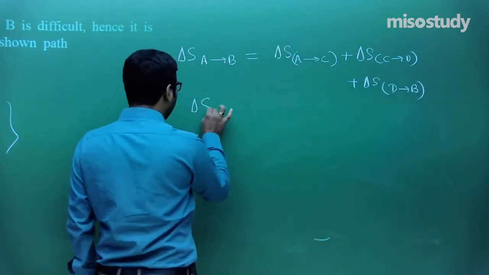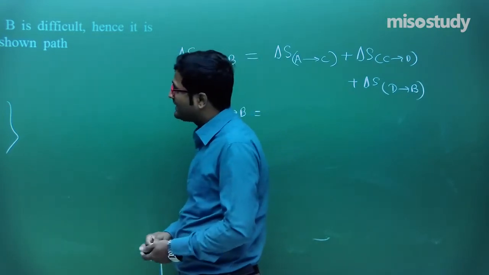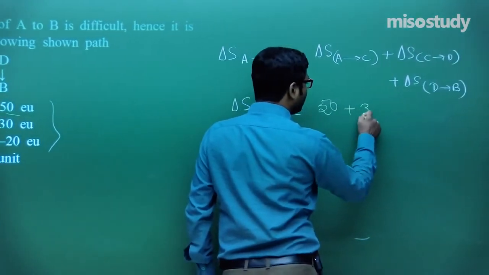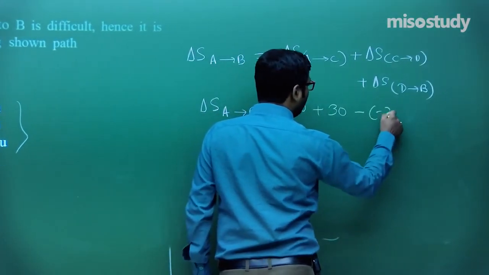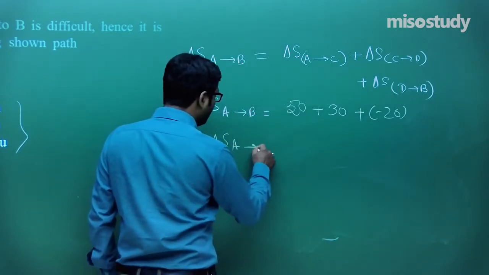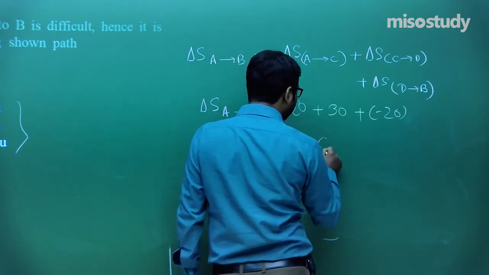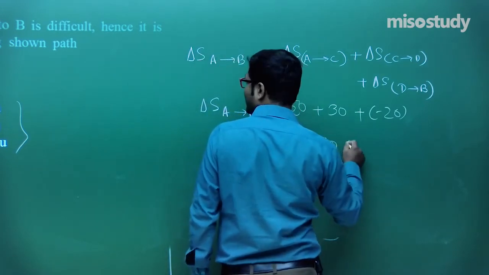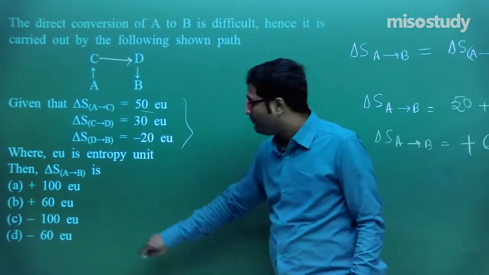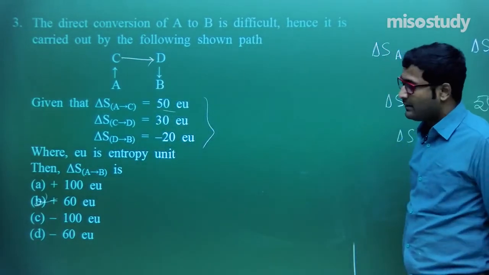Now delta S A to B will be equal to, put the value of delta S A to C, that is 50, and C to D 30, and D to B minus 20. So delta S A to B is equal to 80 minus 20, that is plus 60 EU. Clear to you? Now tell me what is the correct option. So B is the correct option. This is the answer of question number 3.